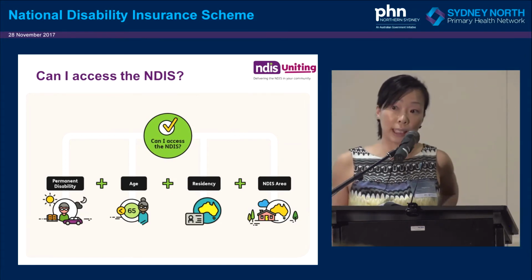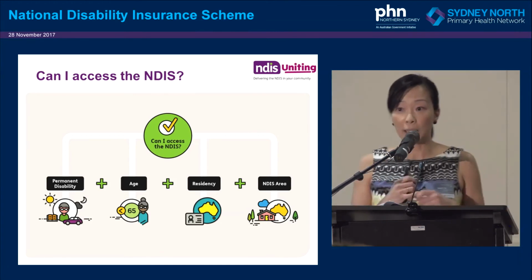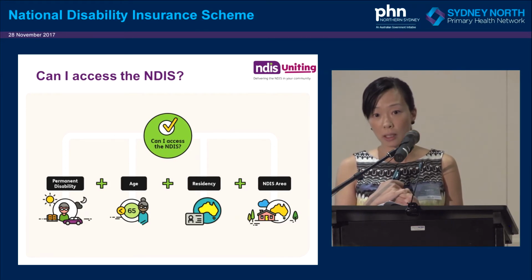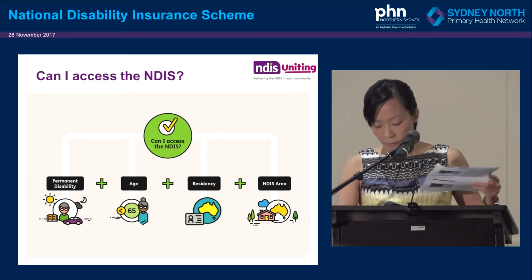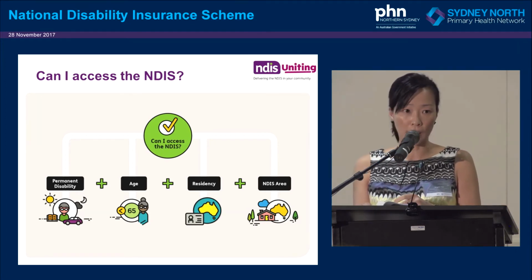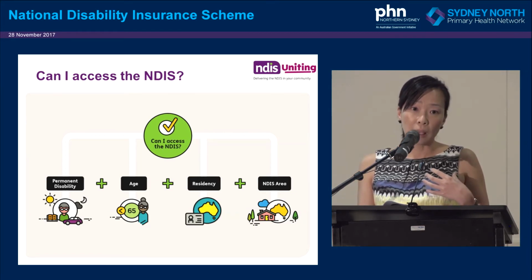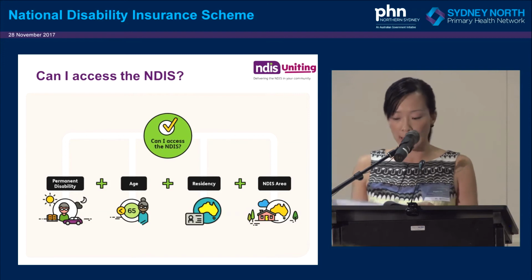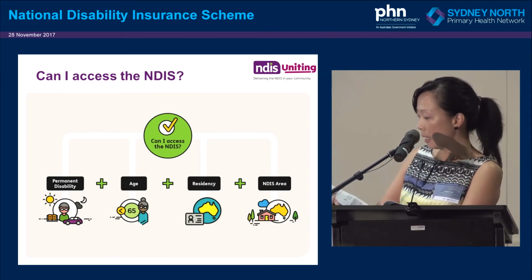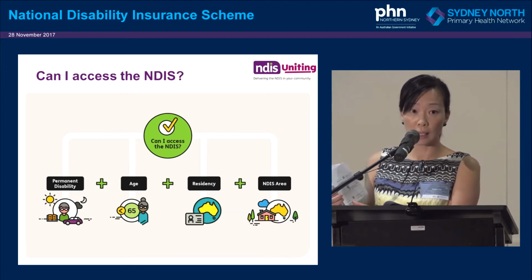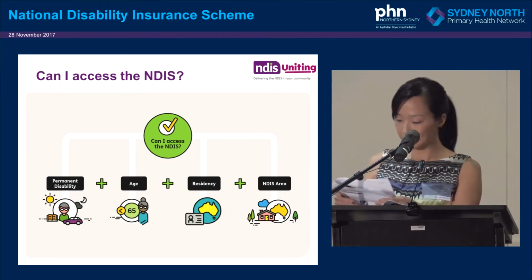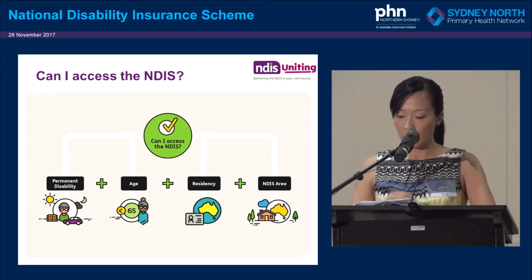So we wanted to talk to that very quickly. First of all, you need a permanent disability, with a severe functional impact on the person. So I've had questions around, well, what if I don't have a formal diagnosis? That's not a problem as long as we have documentation to identify that the individual has a severe functional impact on their ability to carry out day-to-day activities and their ability to achieve their roles. Age: under the age of 65 to be able to access the scheme. Residency: you need to be an Australian resident or hold the relevant visa requirements. And you need to be in an area where the NDIS is currently rolling out.